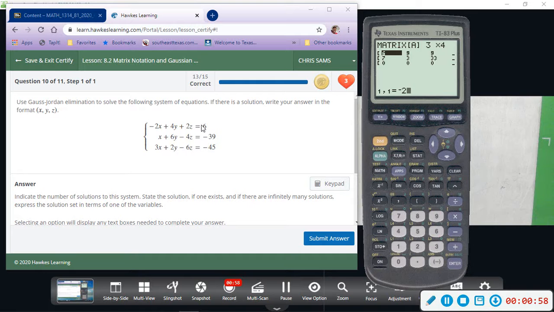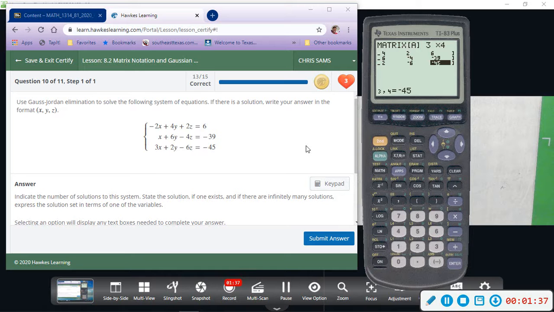If this 2Z was on the other side of the equal sign, even though it was third, you would have to move it back over so that it's all on the left side. So that's also something to be mindful of. Alright, -2, 4, +2, and 6. 1, because you have 1x, 6, -4, and then -39. And then 3, 2, -6, and then -45.